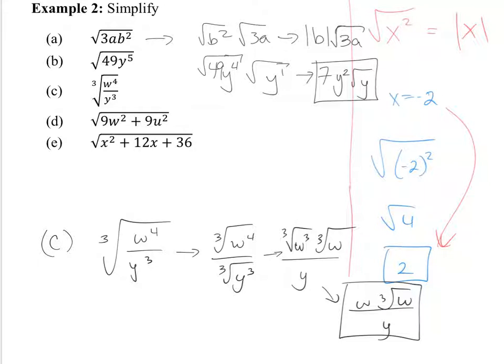So take a look. This is what I was writing after you saw me. W to the fourth breaks up into W cubed times W. Cube root of W cubed is just W. The cube root of W carries down. So I can think of this as W over Y times the cube root of W.